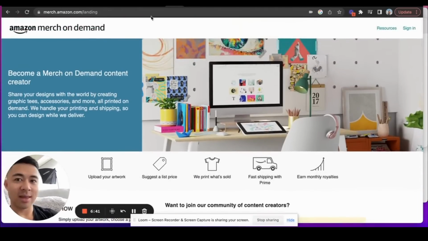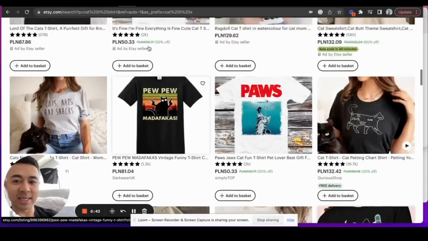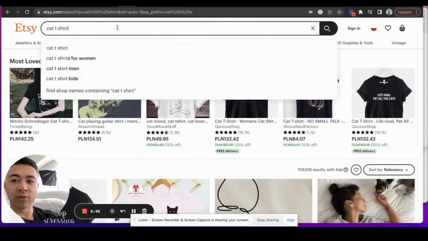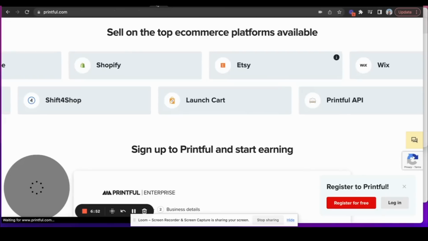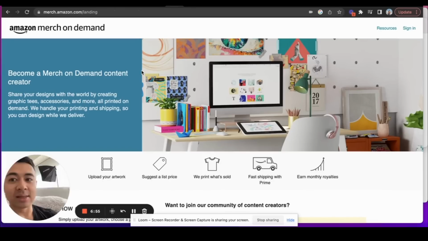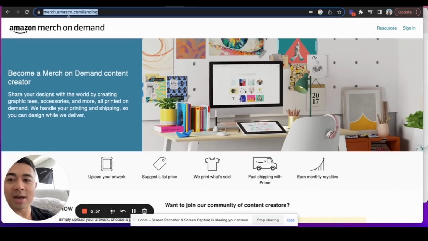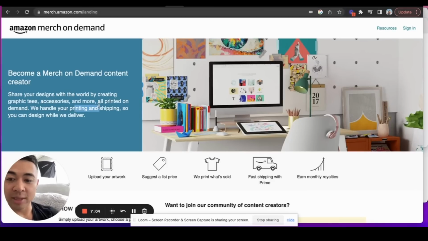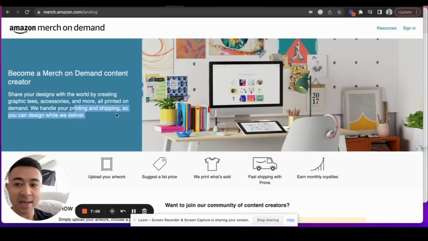It's the exact same concept, where instead of using Etsy, where people go to search for things, and you know they're searching for things because this is what people are popping up, you could do the exact same thing, but instead of combining Etsy and, for example, Printful, you could go directly and just do merch.amazon.com, where you could share designs with the world by creating graphic tees, accessories, and more, all printed on demand. We handle your printing and shipping so you can handle design while we deliver. So all you do is upload your artwork, suggest a list price. We print what's sold, fast shipping with Prime, you earn monthly royalties.